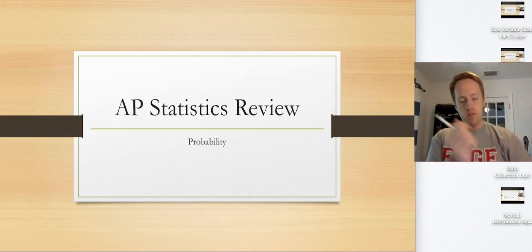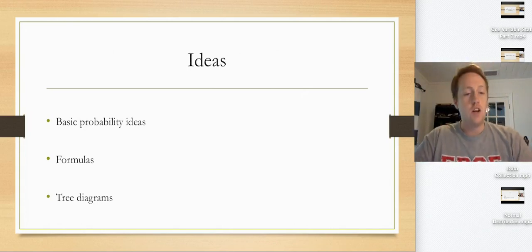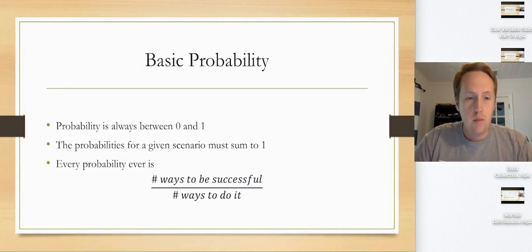All right, probability. We're doing that one now. So the ideas that we're going to talk about are basic probability ideas, then we're going to talk about formulas, and then we're going to talk about tree diagrams. So let's get started with some basic probability.